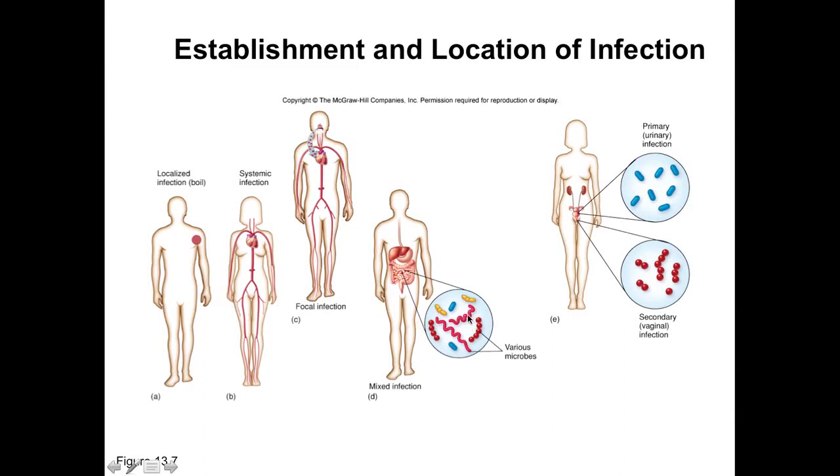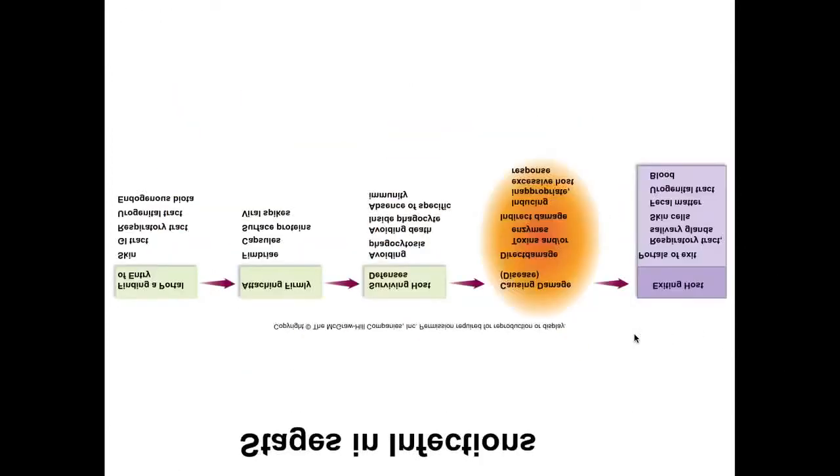Mixed infection is where you have many different microbes in one area. And then primary and secondary infection. Primary infection is where you get infected with something, and that weakens the immune system in that area, which allows for a secondary opportunistic infection to occur that normally would not occur.